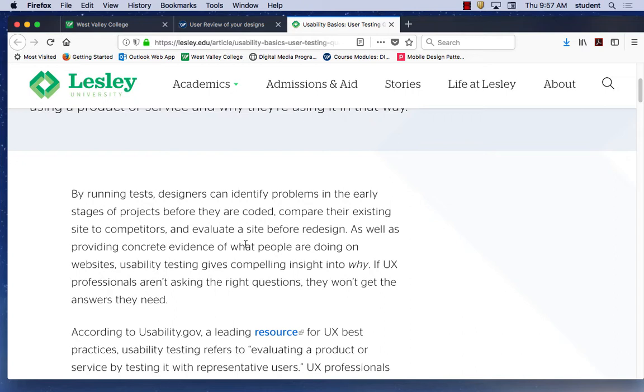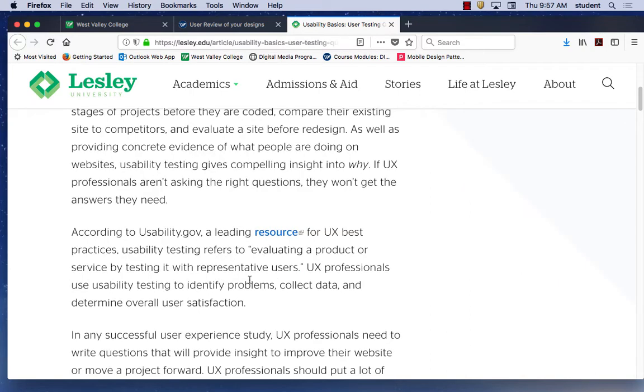So, while providing concrete evidence of what people are doing on websites, usability testing gives compelling insight into why. If UX professionals aren't asking the right questions, they won't get the answers they need. According to usability.gov, a leading resource for UX best practices, usability testing refers to evaluating a product or service by testing it with representative users. Again, your persona. That's your representative user, your persona.